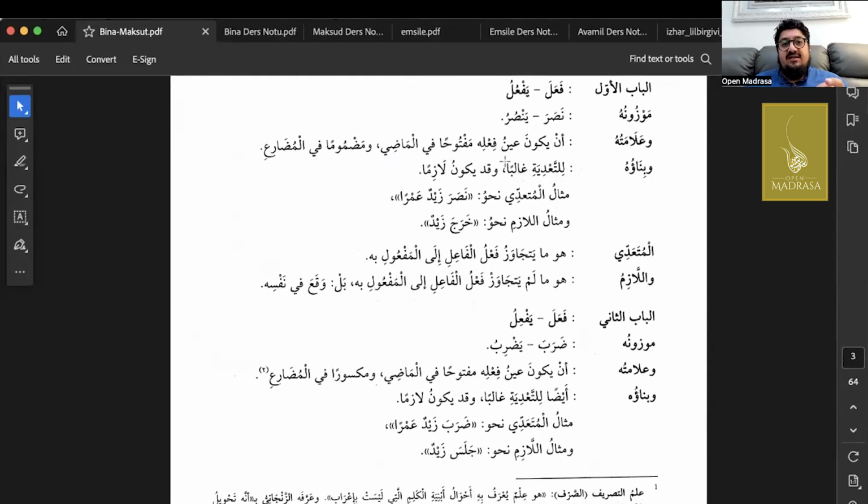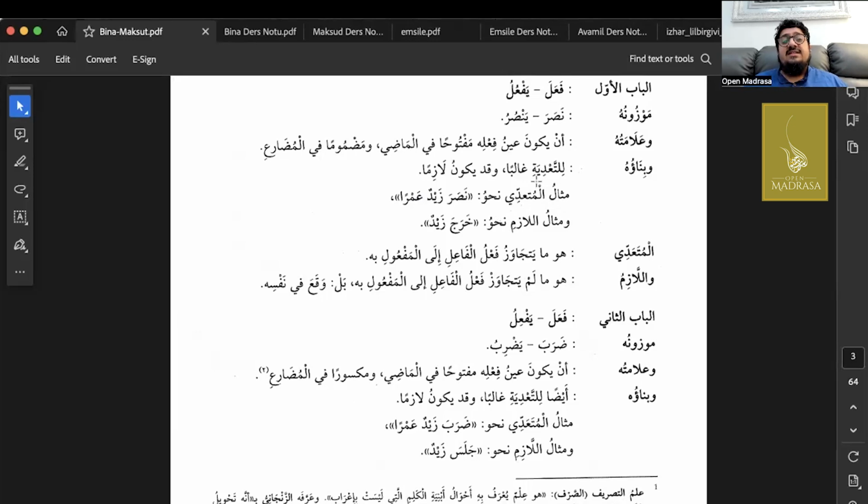That the ayn kalima, the middle letter of the 3 root letters, is مفتوح. فعل. Now صار in the past tense, ومضموما في المضارع, and it is with a dhamma in the مضارع, ينصر صور للتعدية غالبا. And this sort of template, غالبا generally, and what غالبا means has a specific meaning in these texts as well, which inshallah, should Allah Ta'ala grant you tawfiq to study it, then you will come across that.